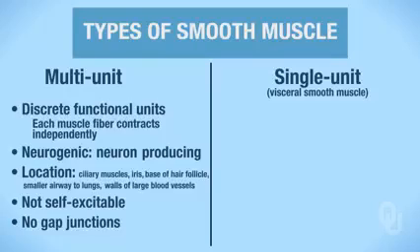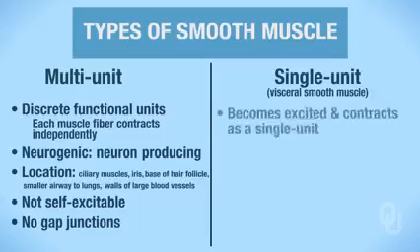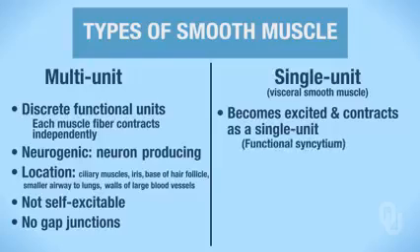All right, so now let's compare those characteristics to single unit smooth muscle, which remember is also called visceral smooth muscle. So single unit smooth muscle becomes excited and contracts as a single unit. This is called a functional syncytium. This is where the whole muscle works as one unit rather than independent fibers contracting. The whole muscle contracts.